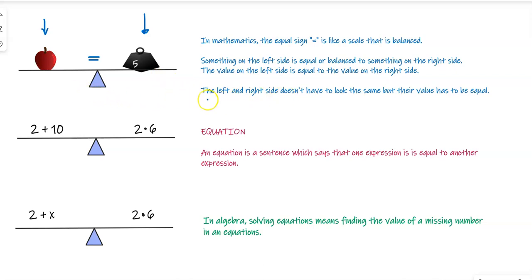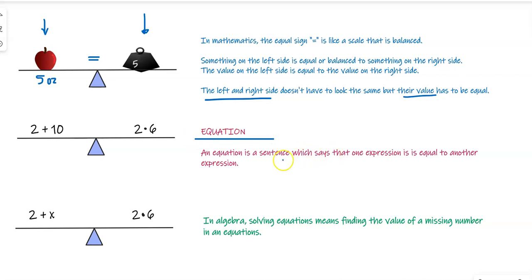So the left and the right side do not have to look the same, but their values have to be equal. The weight of this apple is 5 ounces, and the average apple is around 3 to 7 ounces. So let's say we have an apple whose weight is 5 ounces, and that's equal to a weight of 5 ounces on the right side.